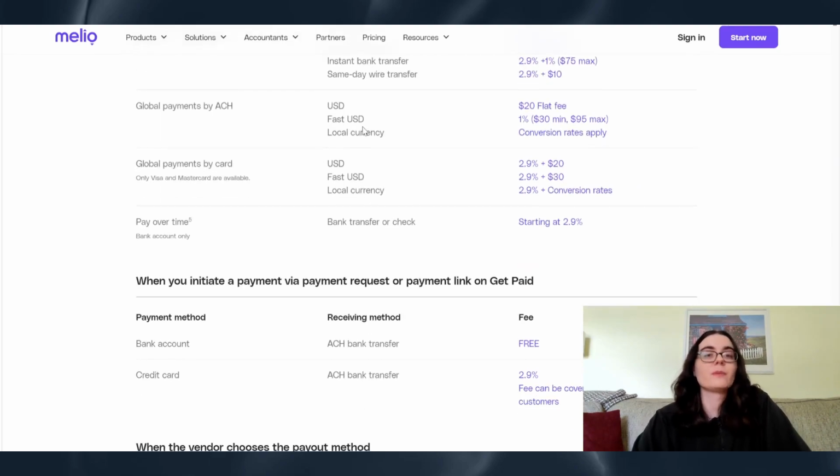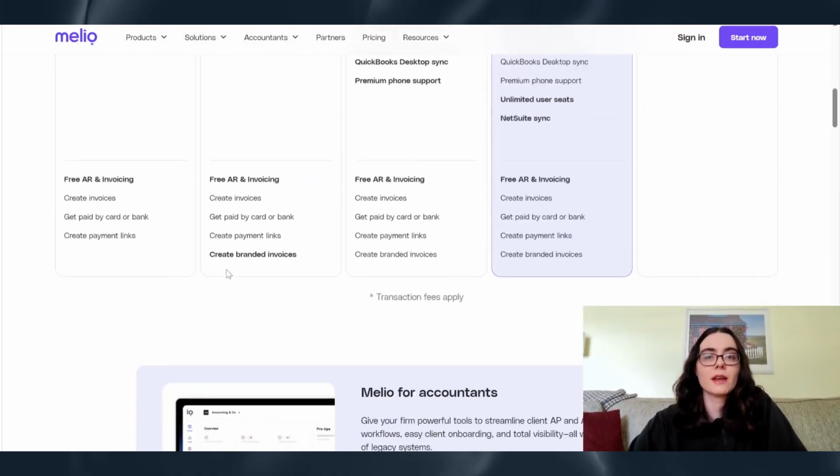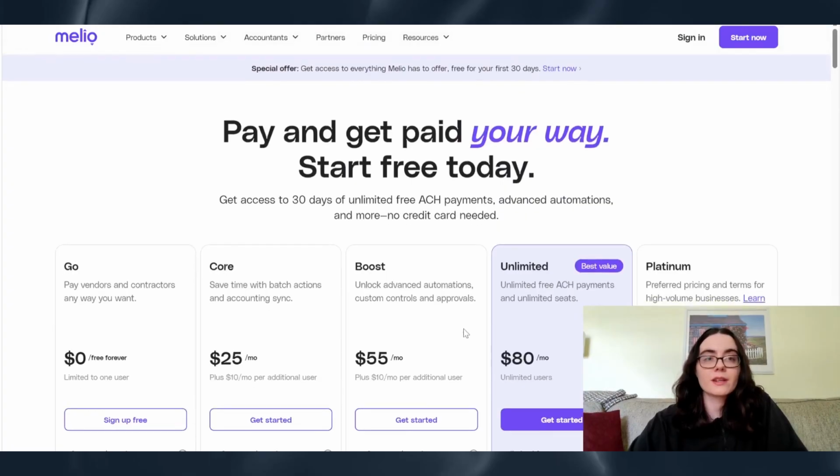Same goes for international payments. They have USD, local currency, things like that. So that's kind of a look there at Melio. And so I will next show you how Relay works.